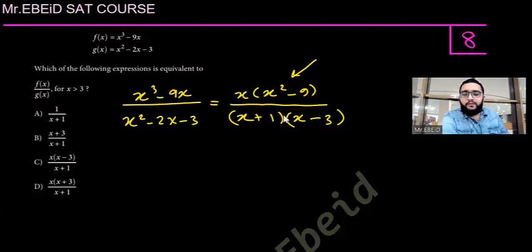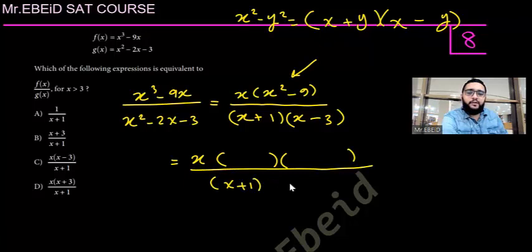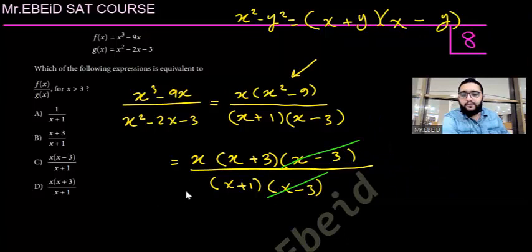For the numerator, you have x squared minus 9. This is a difference between two squares. If you have x squared minus y squared, it will be two brackets, one positive and one negative. Take the square root of the first, and then the square root of the second. So it will be x times, and write down the denominator, x plus 1 times x minus 3. The square root of x squared is x, and the square root of 9 is 3, one positive and the other negative. Now you can cancel x minus 3 from the numerator and the denominator. So the final answer is x times x plus 3 over x plus 1. So the answer is D. Okay, let's move to the next question.